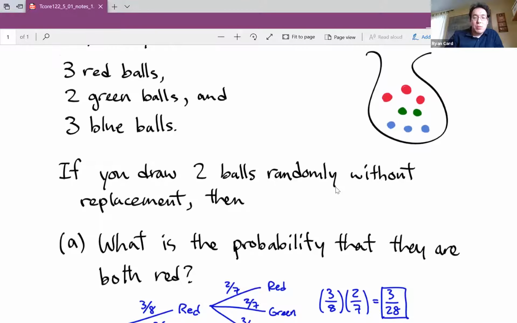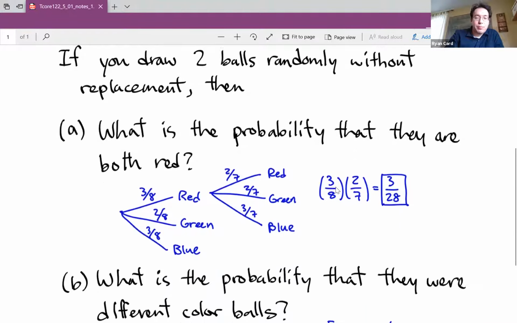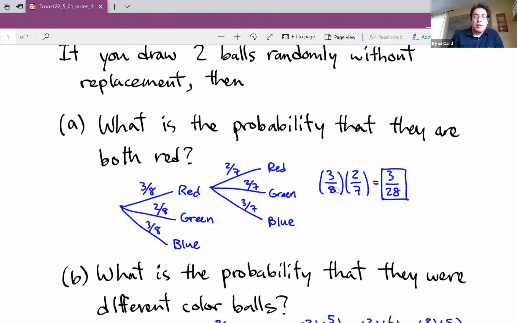So let's say we draw 2 balls out randomly without replacement. So that means that when I draw one ball out, let's say it's red, we're gonna pull out the second ball without putting the ball that you just pulled out back. So that's called drawing without replacement. And let's compute the probability that they're both red, right?